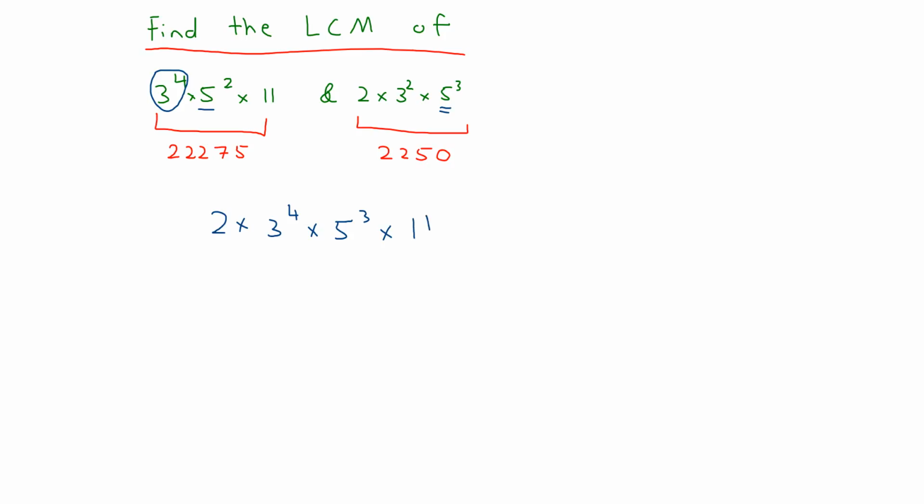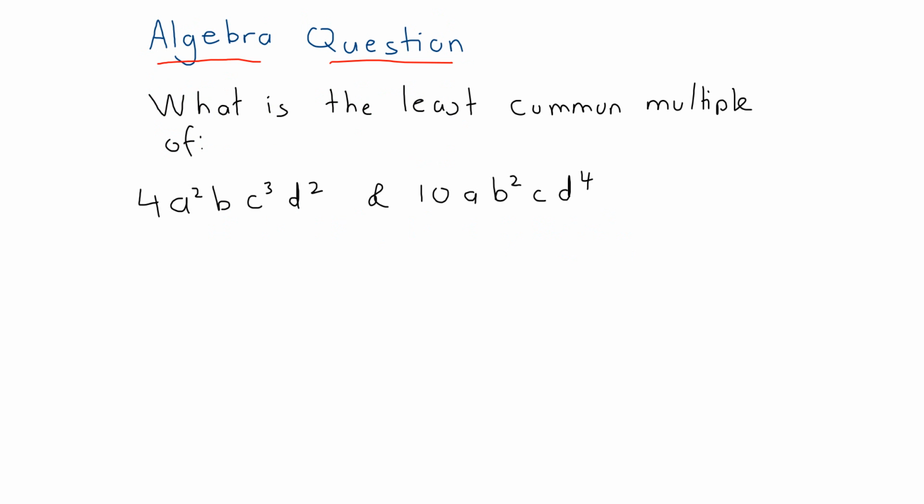And there you go, that is a big number. 2 times 3 to the power of 4 times 5 to the power of 3 times 11. I think I put that into my calculator wrong, so I'm just going to go back and change it. Whoa, that really is a big number. We've got 222,750. So hopefully I've done that right. If I haven't, tell me in the comments, but it should be 222,750.